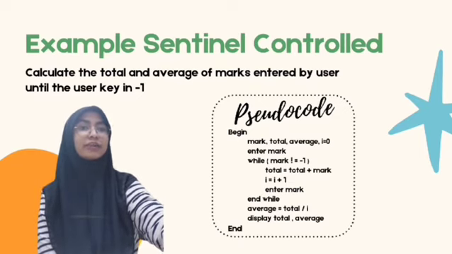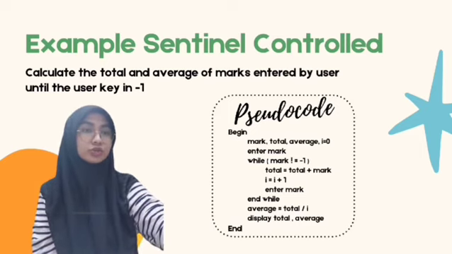Now, let's see an example of a sentinel control question. Calculate the total and average of marks entered by the user until the user keys in -1. The key point here is until the user keys in -1. So, by reading the question, we will get the key point. So, we will notice that this is a sentinel control question.